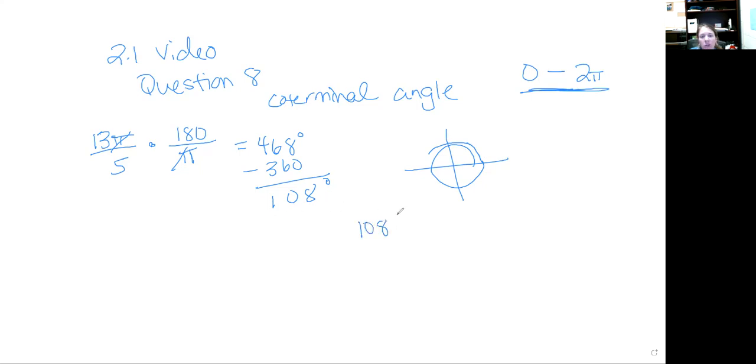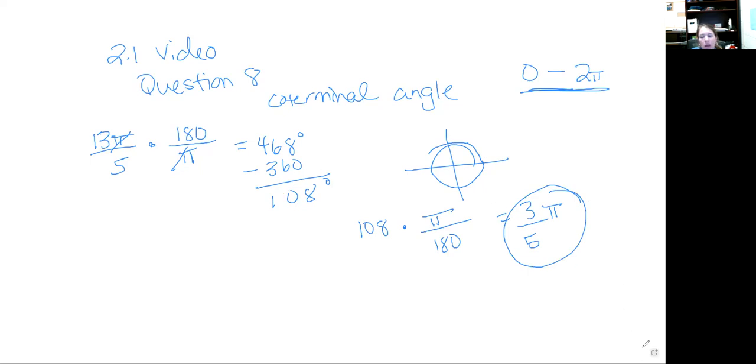So if you think 108, let's see. We want to change this to a radian measure, so we will multiply it by pi over 180. And so 108 divided by 180 is going to be 0.6, which is actually 3 over 5 pi. Okay, so this is the answer that you should input into My Open Math.